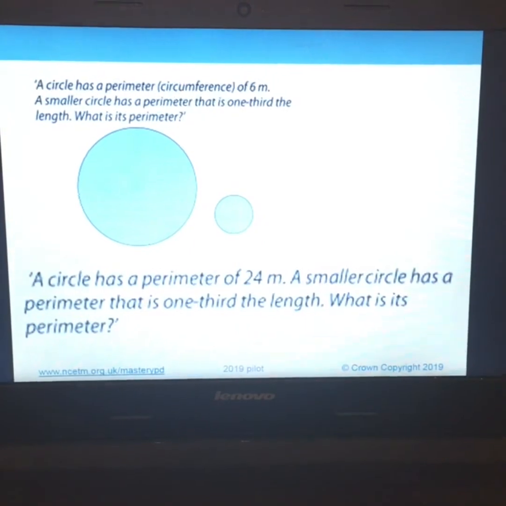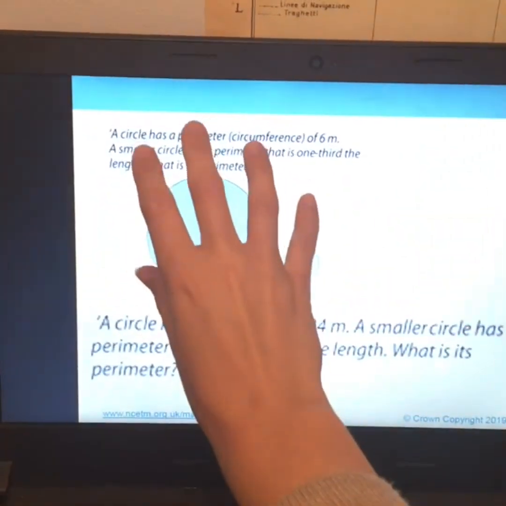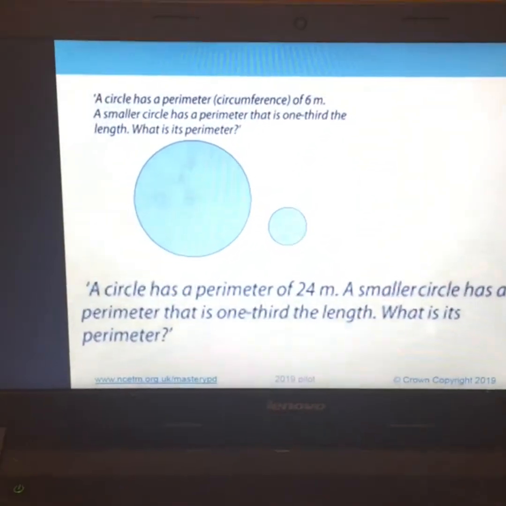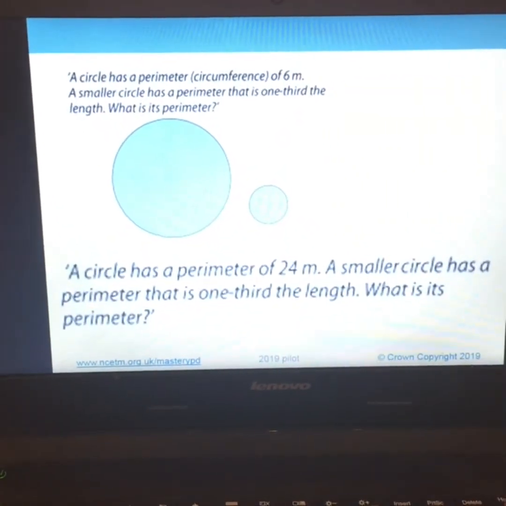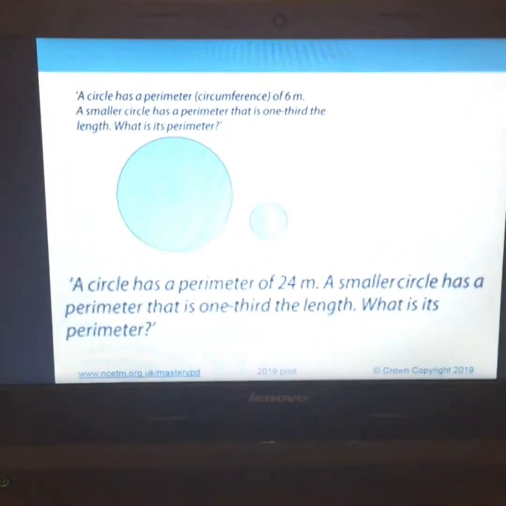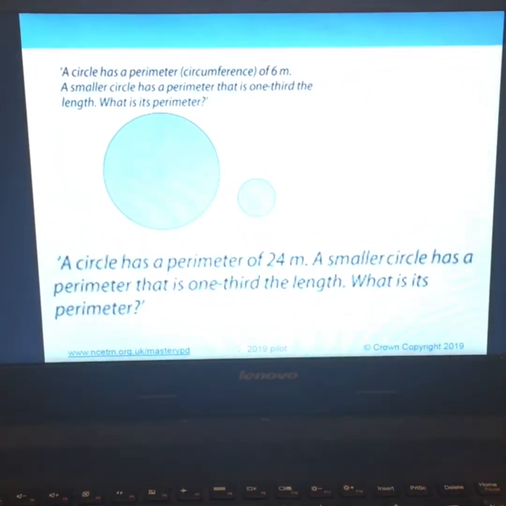Okay, once you've worked that bit out, you're going to use the answer you've got here. You're going to use this number sentence to help you work out this one. A circle has a perimeter of 24 metres. A smaller circle has a perimeter that's 1/3 the length. What is its perimeter? Pause the video. Let's have a go.